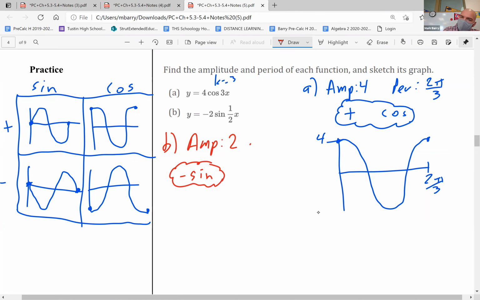Next up, we'll do the period. So we do have a K value here of 1/2.